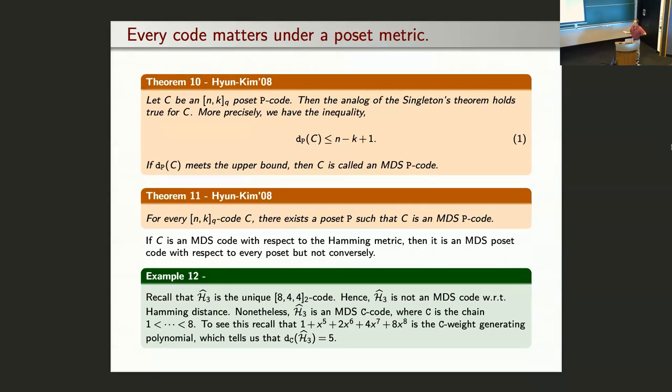And indeed, for our extended binary Hamming code, whose parameters are [8,4,4], this is not an MDS code, because remember, the Singleton bound says n minus k plus 1 has to be d. Here, d is 4. So 8 minus 4 is 4, plus 1 is 5. 5 is not 4, so this is not an MDS code with respect to Hamming weight. But if I use chain C, and I know that minimum distance is 5, this becomes an MDS code.